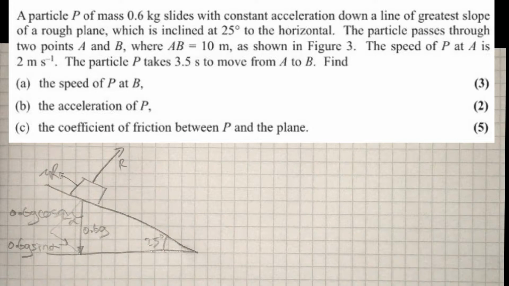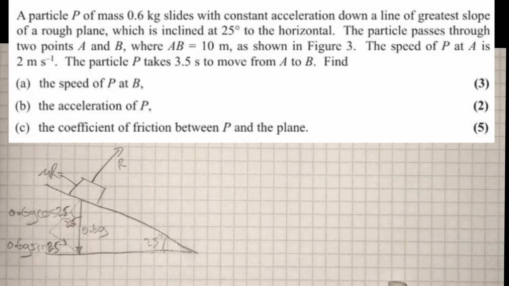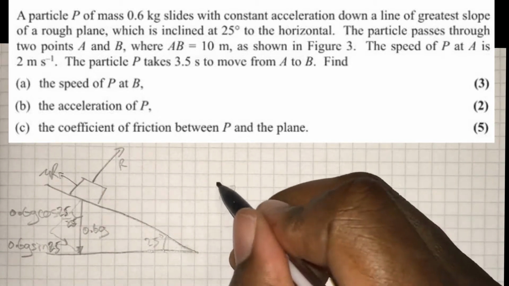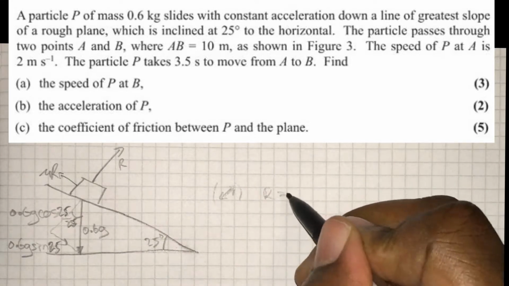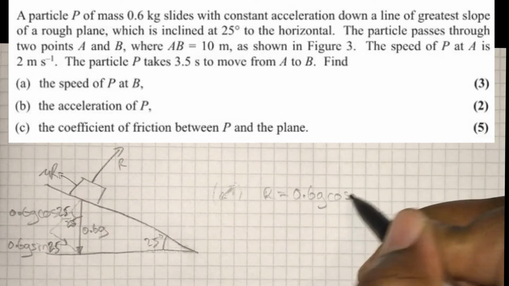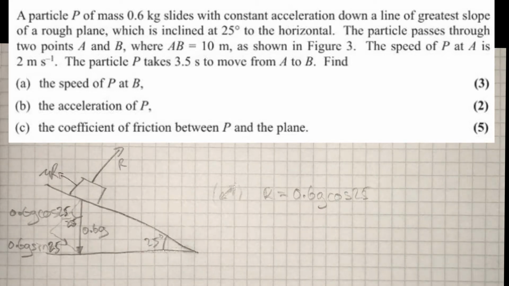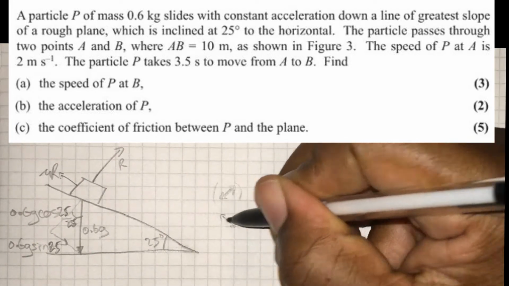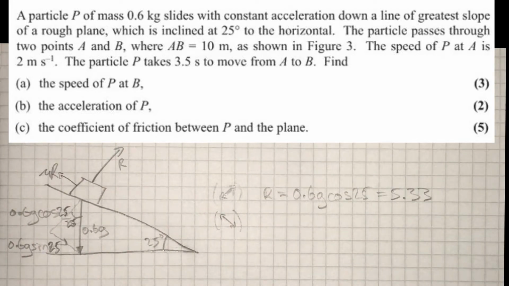It's this coefficient of friction that we're looking for. So everything else we should actually have a value for. 0.6 g sine alpha, 0.6 g cosine alpha. Well, since we know the angle is 25, 0.6 g cosine 25 and 0.6 g sine 25. So let's resolve perpendicular to the plane to get an expression for r. R equals 0.6 g cosine 25. Into your calculator, and we get 5.33 newtons for that reaction force.